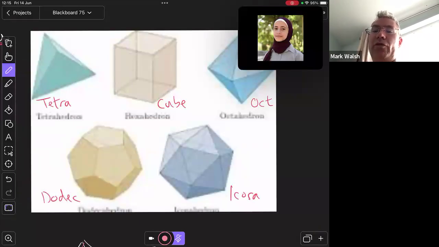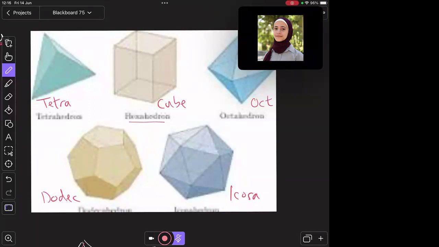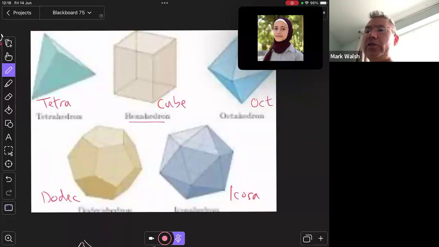These words come from Greek. Tetra means 4, and the cube is actually a hexahedron, which is 6, but we usually just call it a cube. Octa means 8, dodeca means 12, icosa means 20. So these are from Greek words. Have you guys heard of these shapes? You've seen these before? Not all of them, but yeah. So there's something special about these 5 shapes. Do any of you know what's special about them?